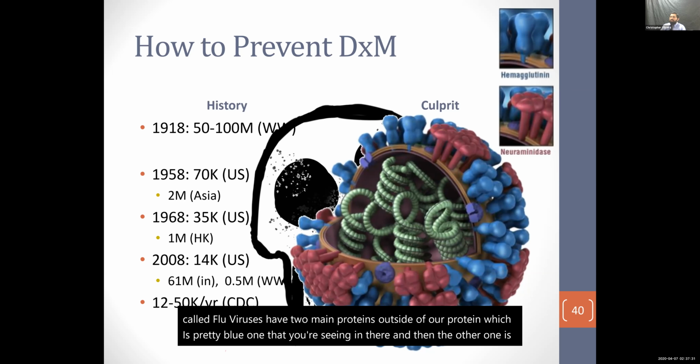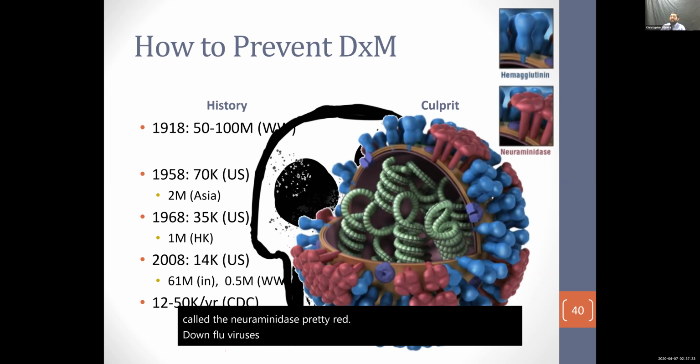Now, flu viruses that you're seeing over here happen to have both of these proteins. And so the way we usually classify them is based on that protein profile. So if they have version 1 of hemagglutinin, it's called H1. If it has version 2, H2, and version 3 is called H3, and so on and so forth. And the same thing applies to the N.